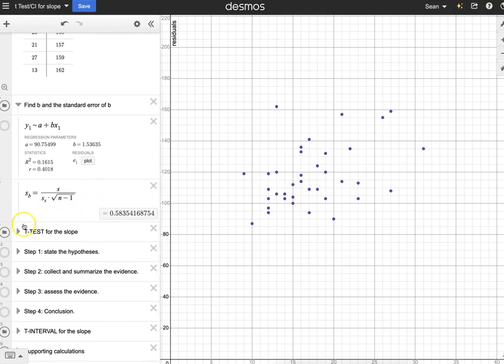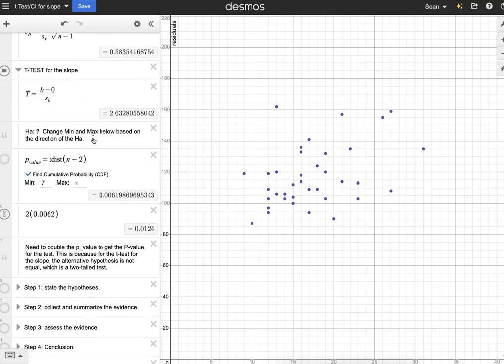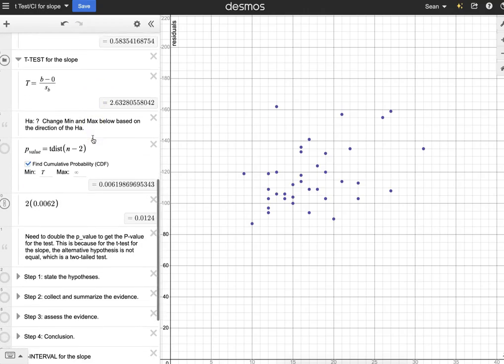The calculator will provide the result for the test. The t-test statistic is 2.6328 and the p-value is 0.0062. But since this is a two-tailed test, we would need to double the p-value, so the final p-value is 0.0124. The t-test for the slope is the two-tailed test, and we will see in a minute why. We now have everything we need to carry out the test properly.